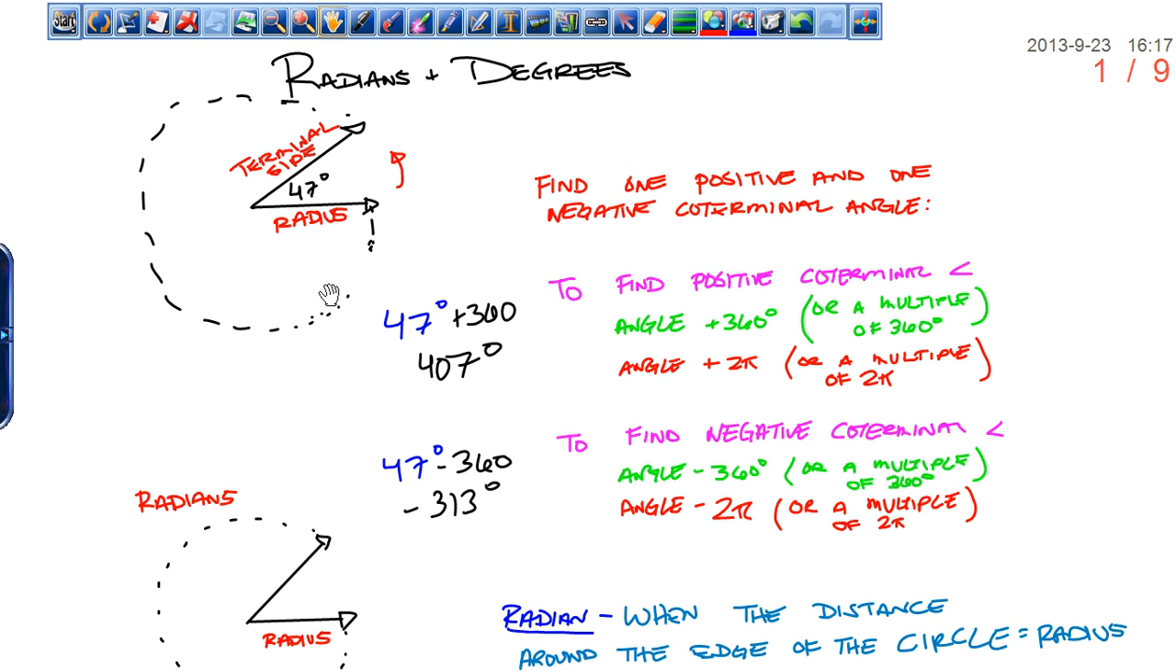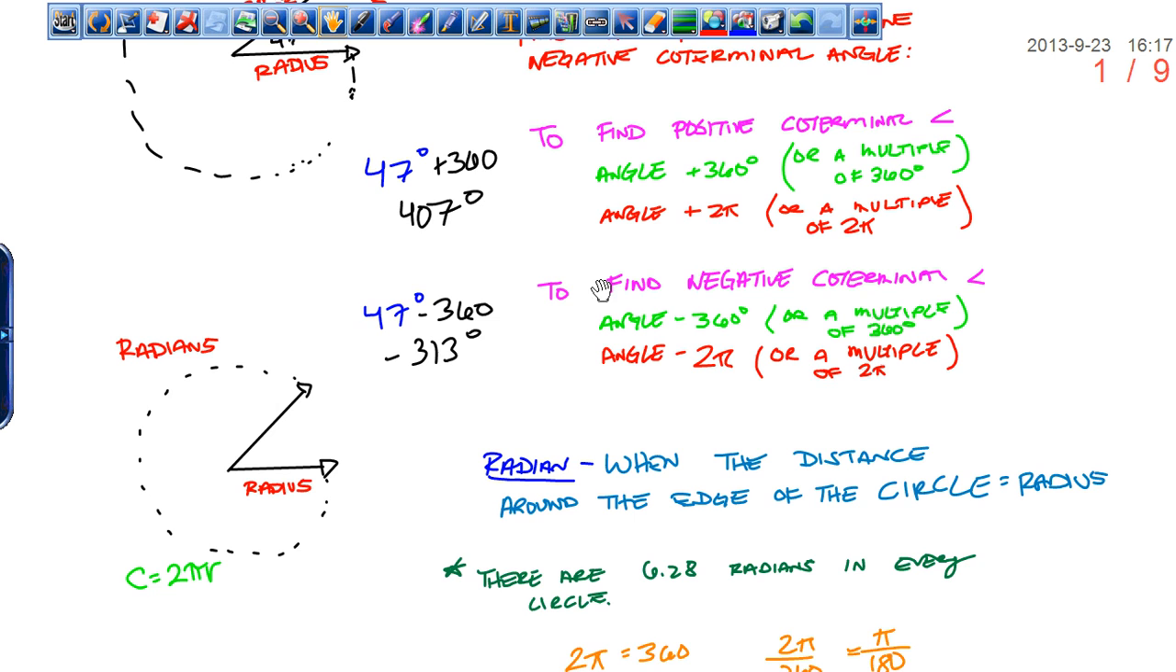If our angles are in radians, which you'll see what I mean in a moment, then we're going to add 2 pi or a multiple of 2 pi, the same thing as with 360. We can add 720, and so on. And then to find a negative coterminal, if it's in radians, we're going to subtract 2 pi.